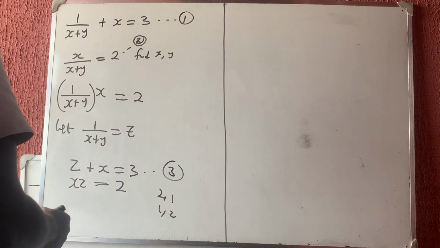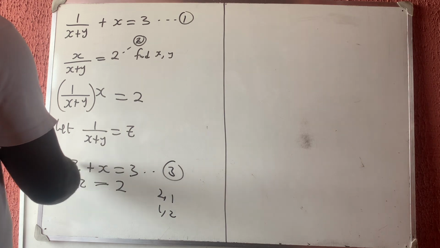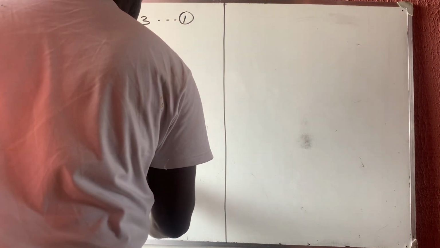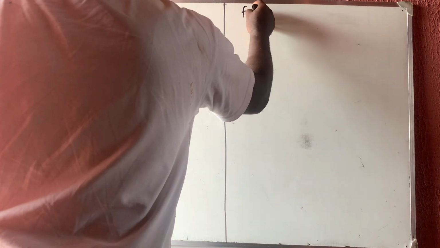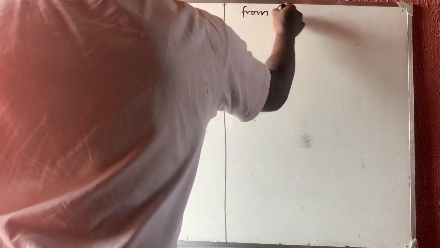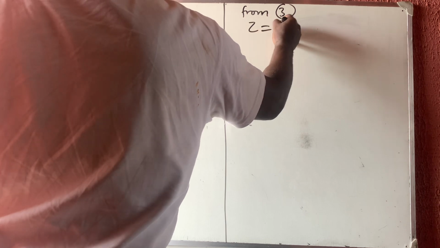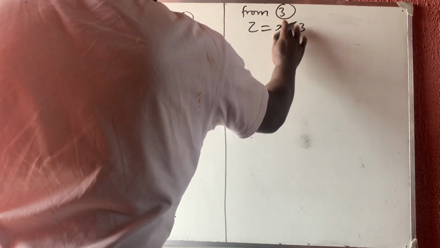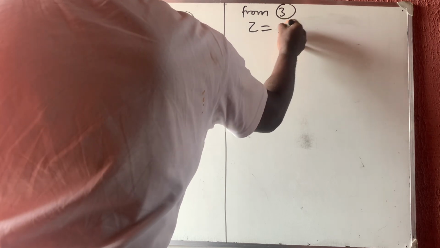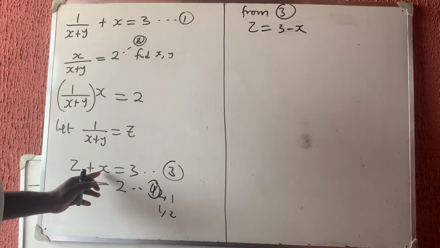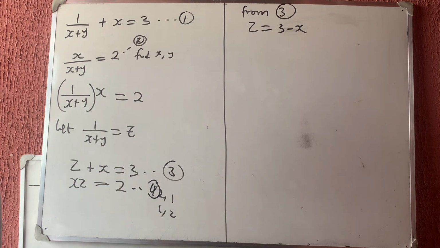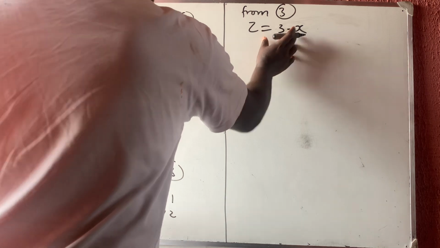But if you want to solve it the normal way, you can make any of them the subject of the formula. Let this be equation 4. From equation 3, I have that z is equal to 3 minus x, because x moving here, z is equal to 3 minus x. Now substitute this in equation 4.